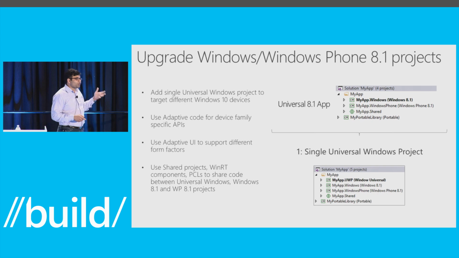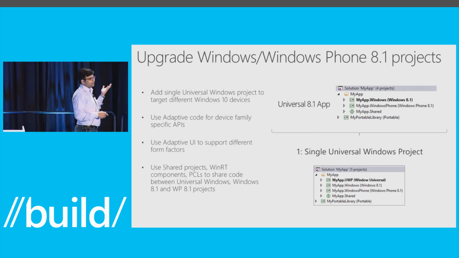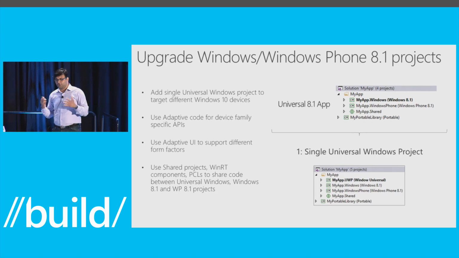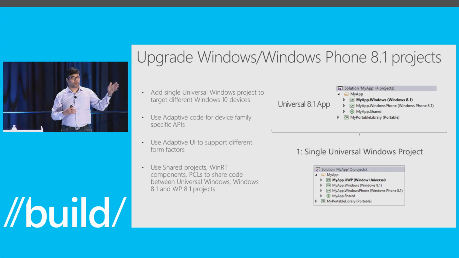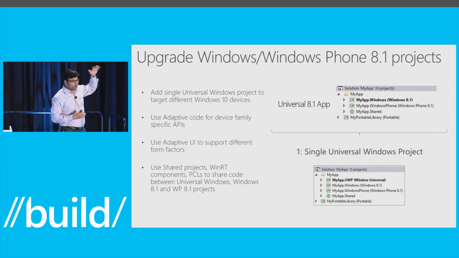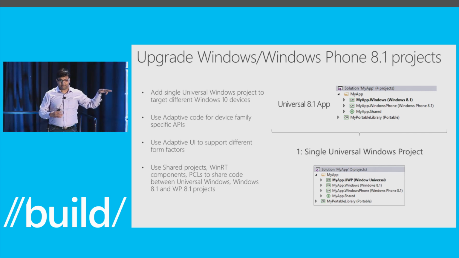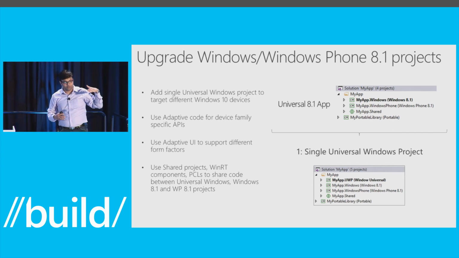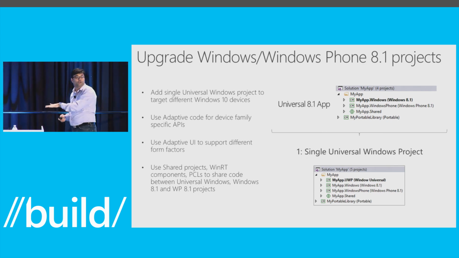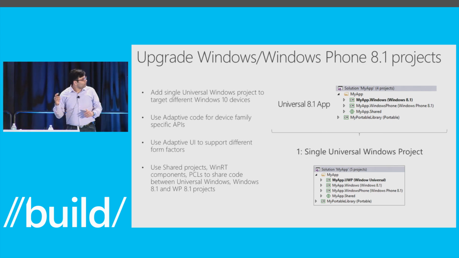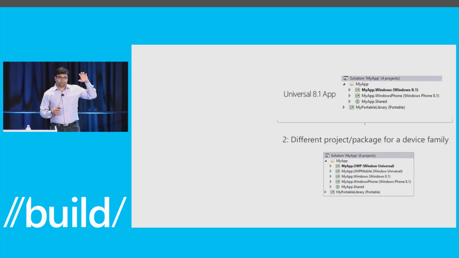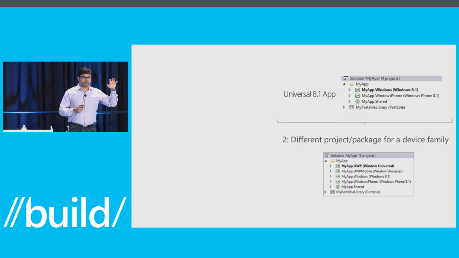And you can use shared projects, WinRT components, portable class libraries, and DLLs to share the code between all different versions. So you can use all of them to share the code between Windows 8.1, Windows Phone 8.1, and a universal project. So in this solution, you are basically maintaining 3 different packages. One for Windows 8.1, one for Windows Phone 8.1, and one for the universal package that targets all Windows 10 devices.